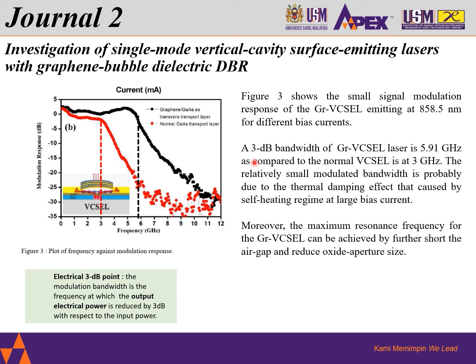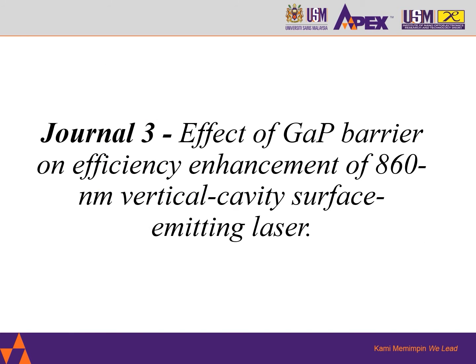So, the 3 dB bandwidth for the graphene VCSEL is 5.91 GHz and for the normal VCSEL is 3 GHz. The relatively small modulation bandwidth is probably due to the thermal damping effect caused by self-heating at large bias current. Moreover, the maximum resonance frequency for the graphene VCSEL can be increased by further shortening the air gap or reducing the oxide aperture size. So we have finished the discussion for journal 2.